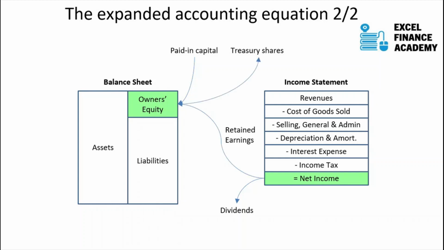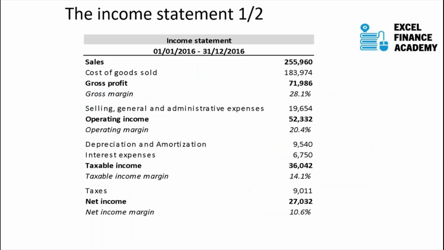Okay, we will do a bit of exercise. This is an example of how an income statement normally looks. Normally you have sales, cost of sales, gross profit, and then gross margin, and then we normally have selling expense and operating income, depreciation, amortization, interest expense, taxable income, then we pay the taxes, then we have net income and the net income margin.